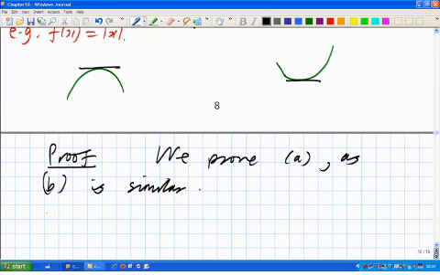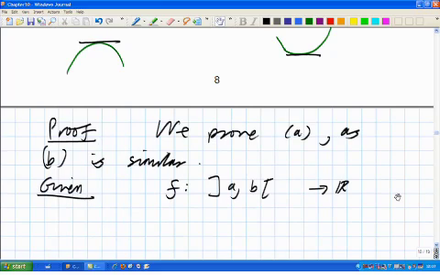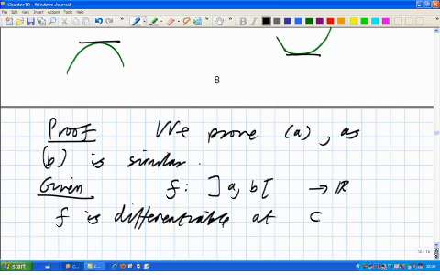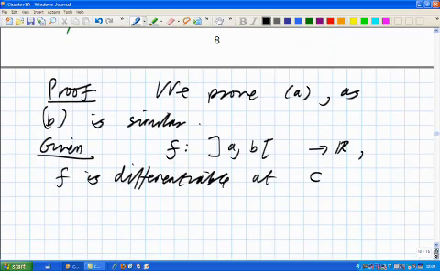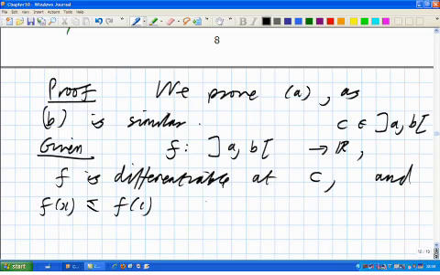So I'll just remind you what we're given. f is defined on the closed interval [a, b]. We don't even know that it's continuous there. It could be a pretty horrible function. But we are told that f is differentiable at c, and c is in (a, b). And we're given that f of x is less than or equal to f of c for all x in that open interval. That's what we're given.